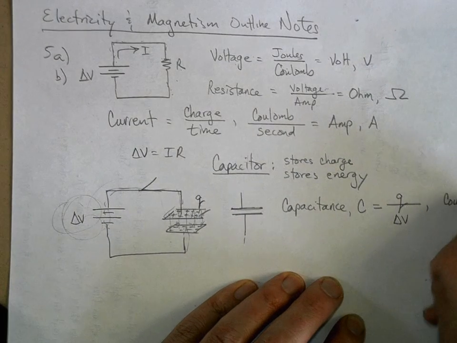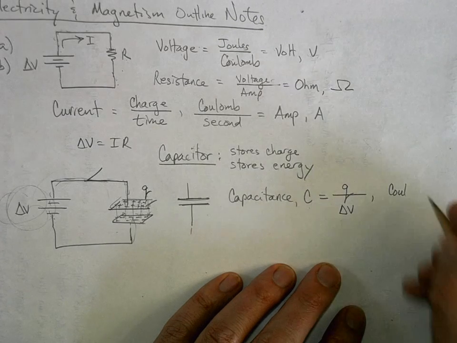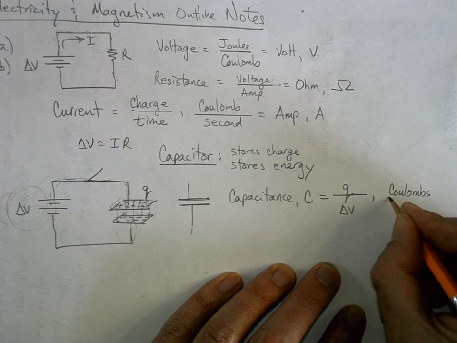This is coulombs. Am I still on camera? Nope. Coulombs per volt.